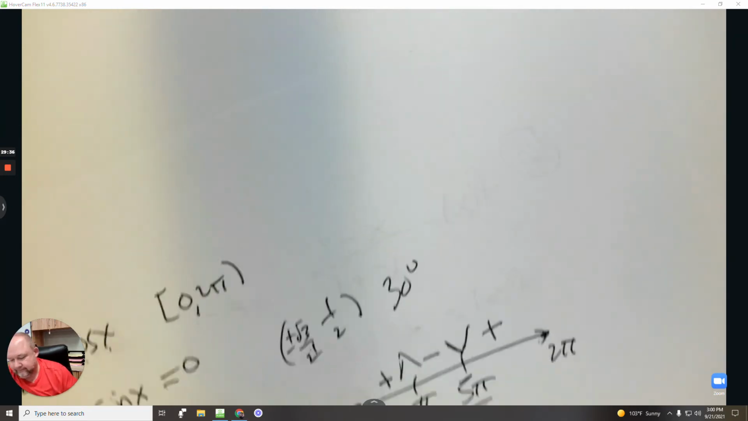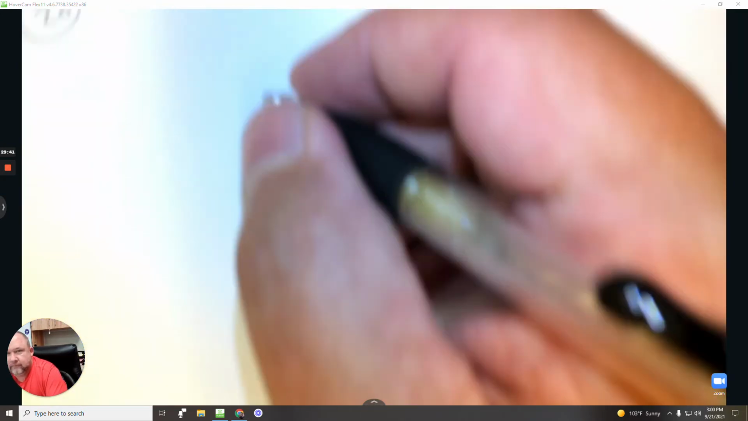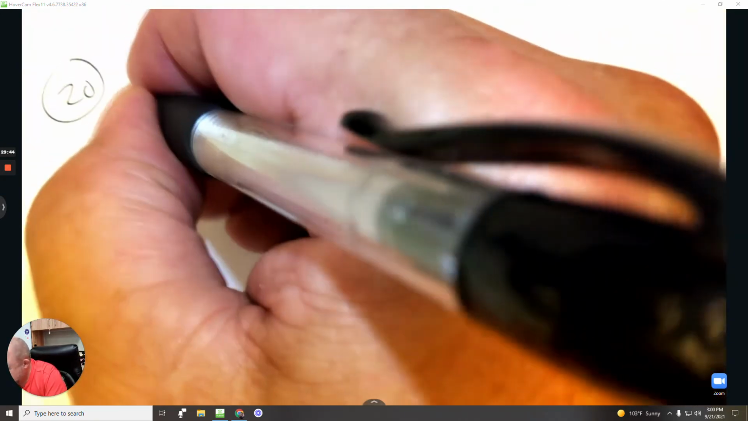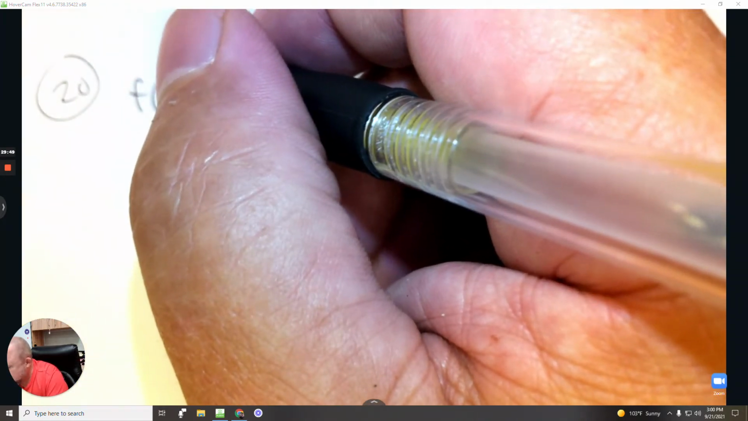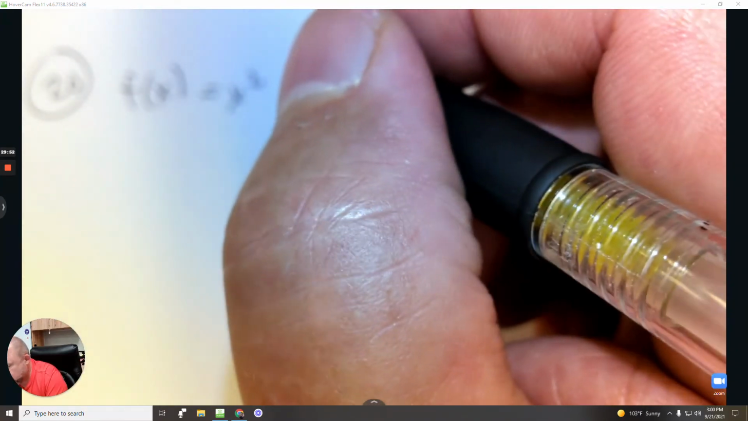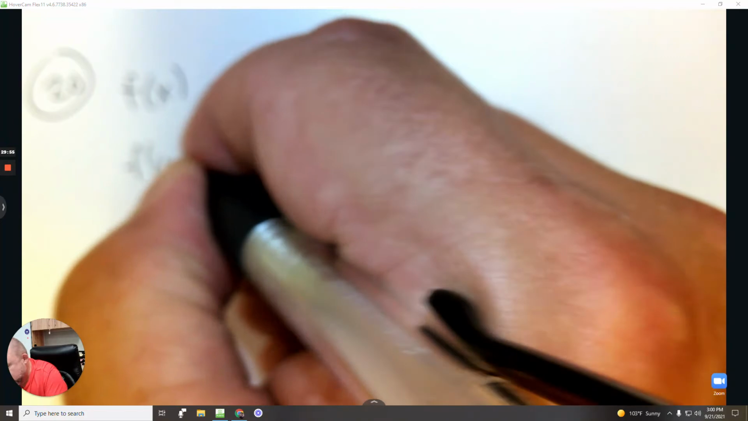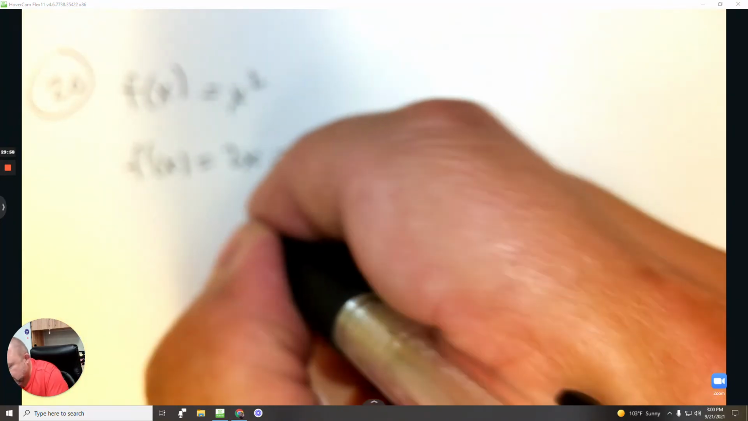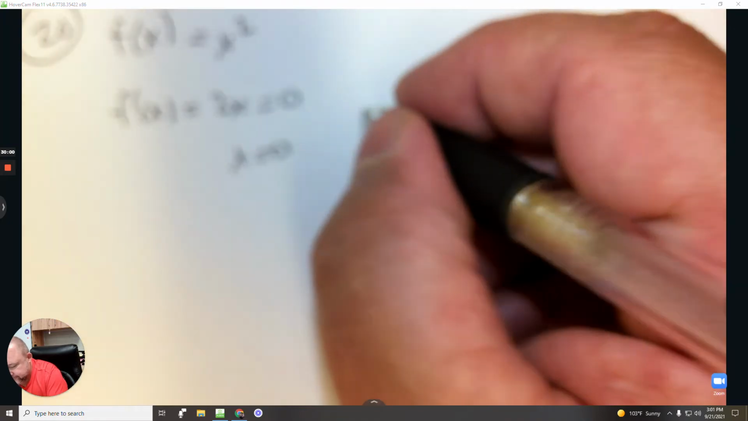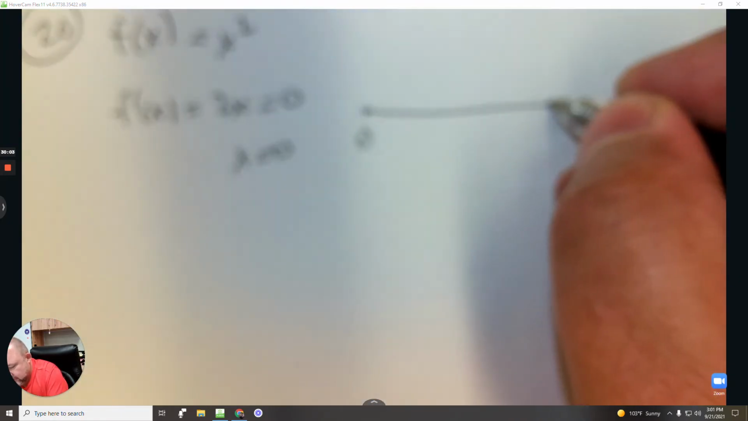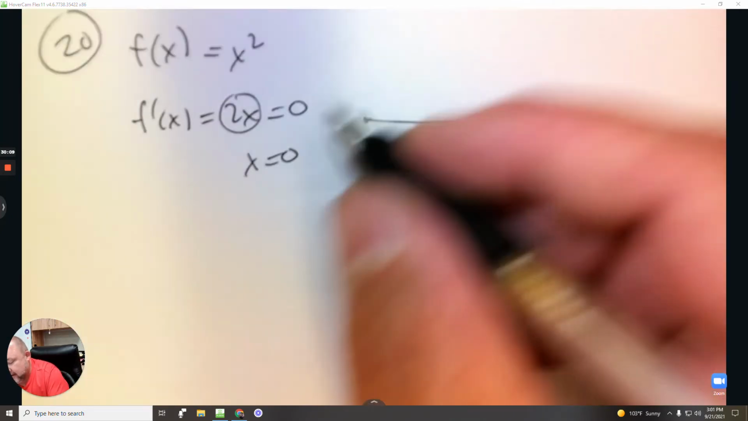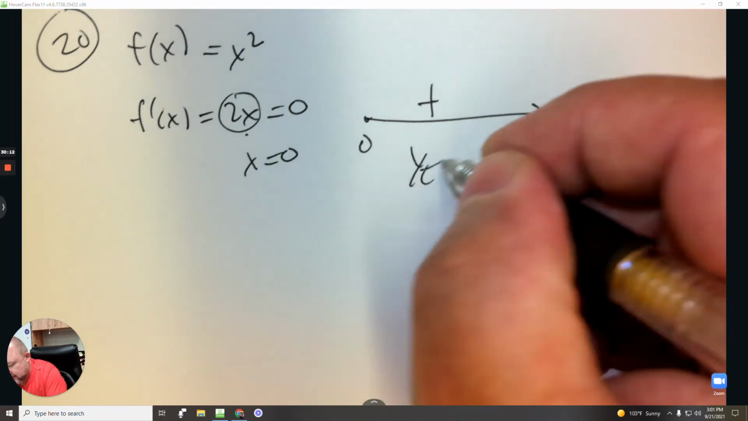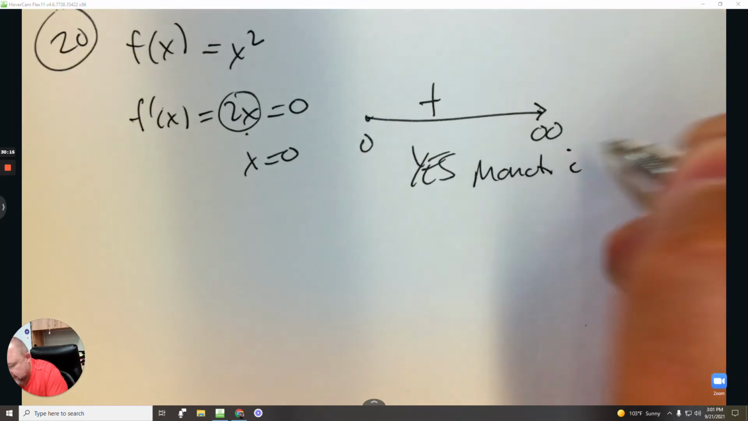Number 20. It says, don't use a calculator. Are strictly monotonic on the interval from 0 to infinity. So if I take the derivative and set it equal to 0, only 0 is a critical number. So from 0 to infinity only, if you plug in a positive number here, the answer is yes, monotonic, the sign doesn't change.